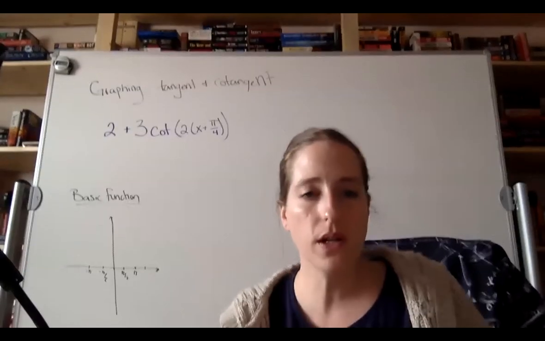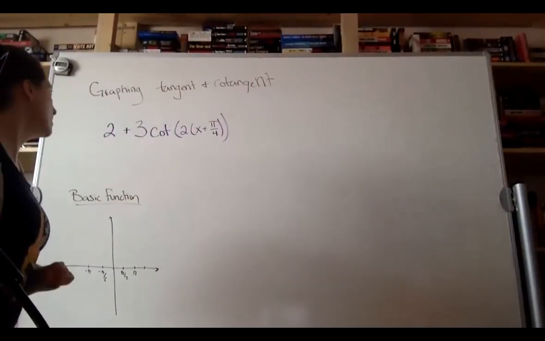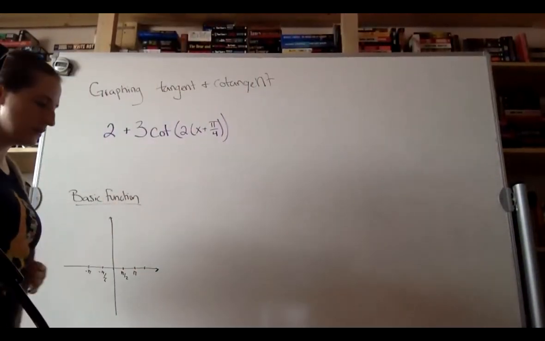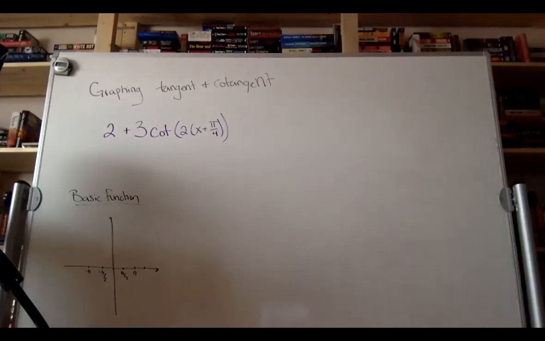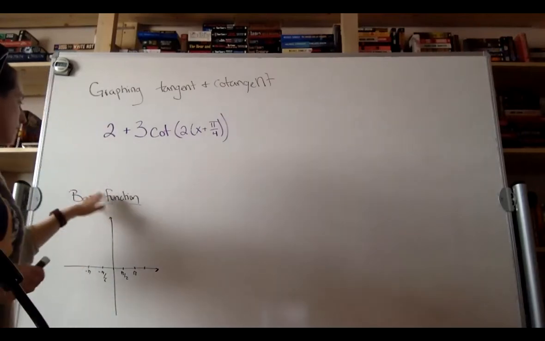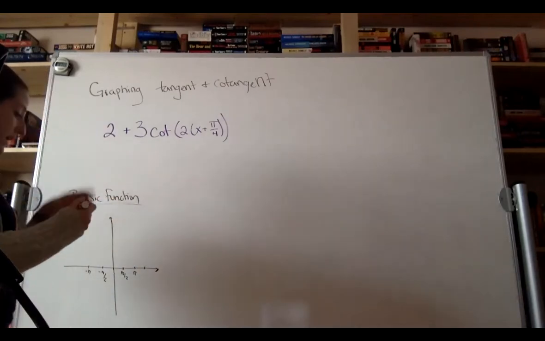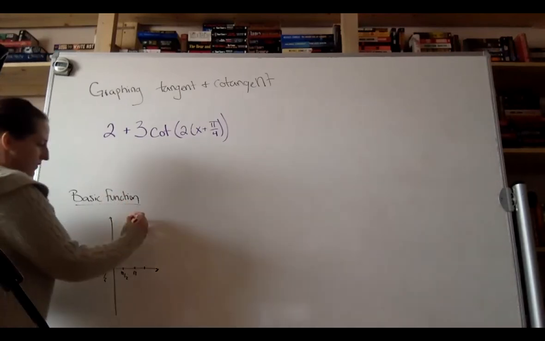All right, so we're going to do an example where we look at graphing this cotangent function based on shifts. So horizontal shifts, vertical shifts, all of those good things. So the first thing that I want to do is remind us of the basic function, the basic cotangent function. So we're going to sketch a graph of the basic cotangent function.